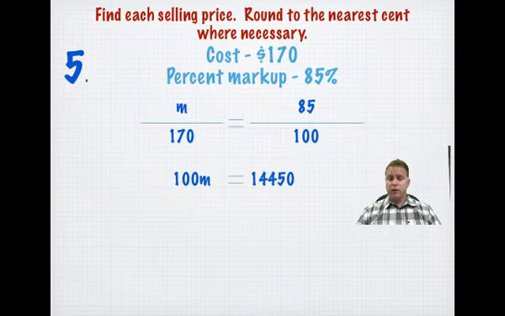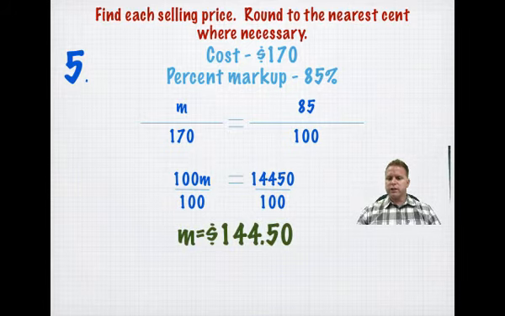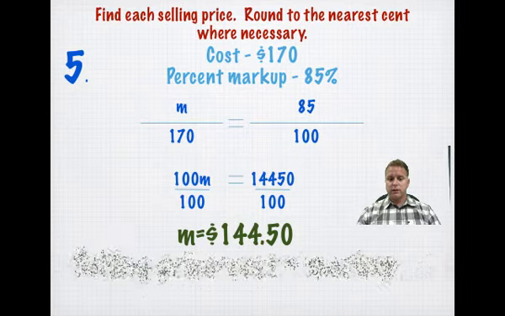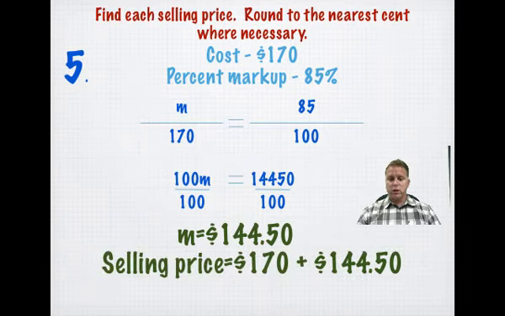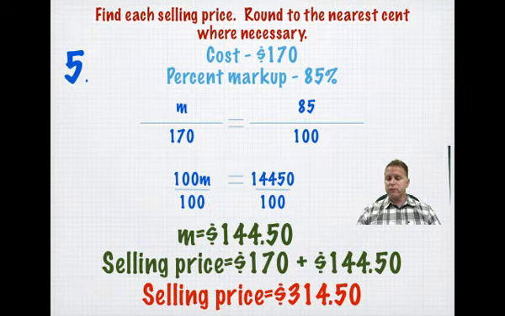14,450. Remember, we're dividing by the number next to the variable. So divide by 100 on both sides. And we will get $144.50 will be our markup. But remember, we want to find the selling price. So what do we need to do? We take the markup and add it to the cost. So we will have 170 plus 144.50 gives us a selling price of $314.50. Don't forget to give the selling price if that's what they are asking for.